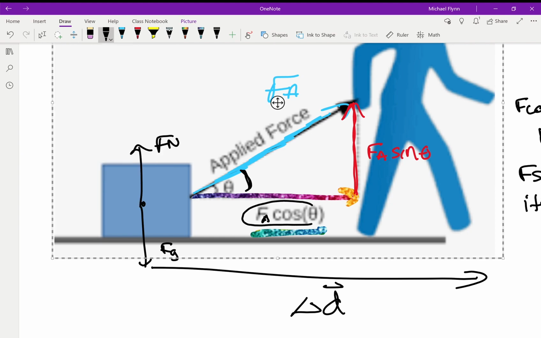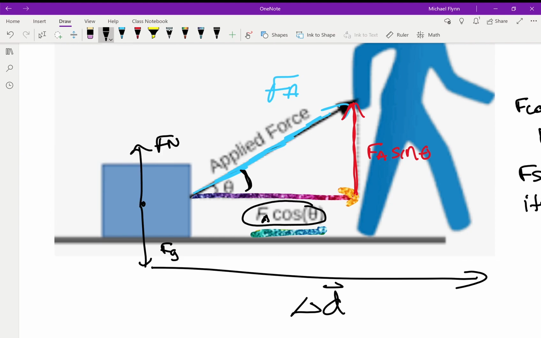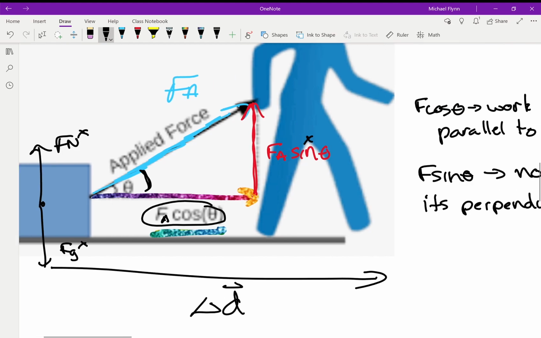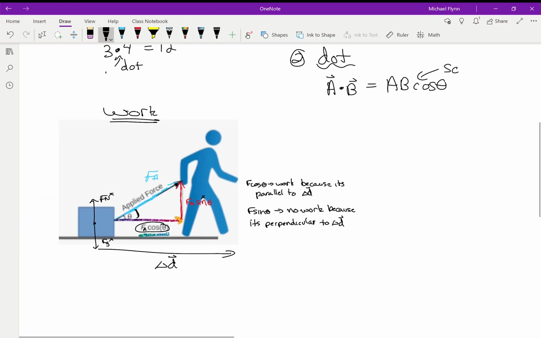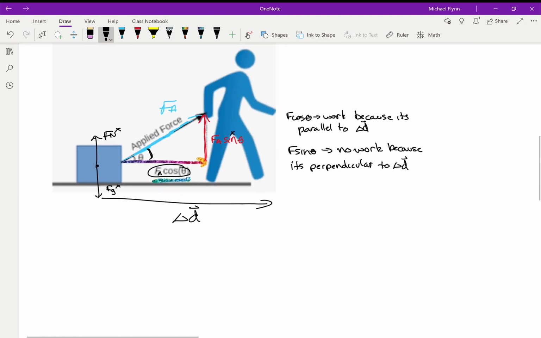Okay, F cos theta, that's the one doing the work, right? These other components, here I'm just going to put a little x, are not really doing any work. But that one there is parallel to the motion, so it's doing all the work. Okay, now, just to summarize all this.